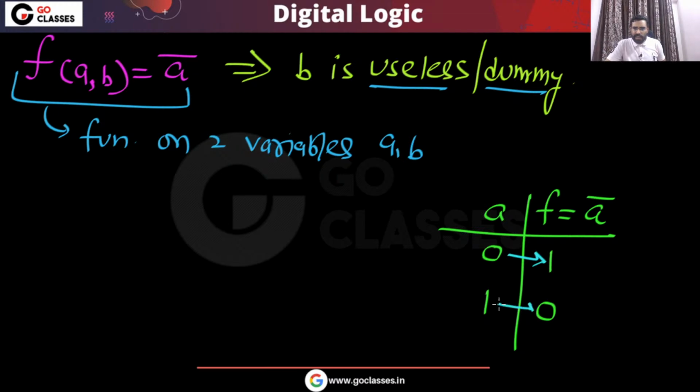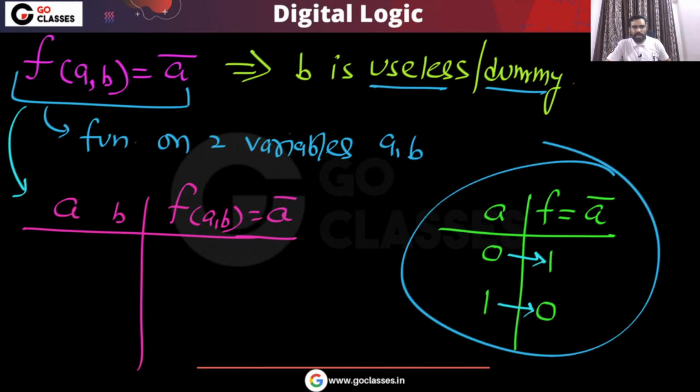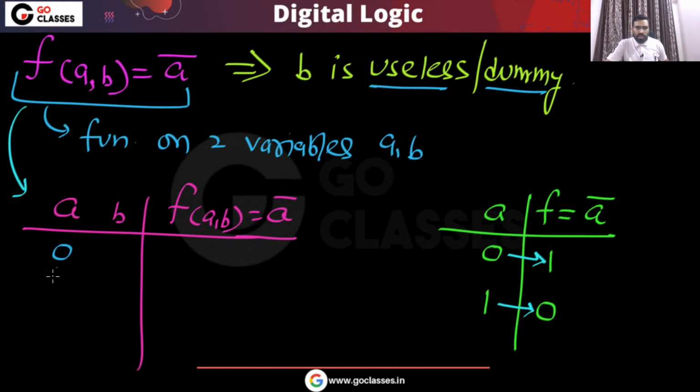If a is 1, then f will be 0. So f is equal to a bar. Now for this function, if you create the truth table, you will get a, b, and f(a, b). Remember, this is a function on two variables a and b, and this function is a bar. So you can notice that this function depends only on variable a.